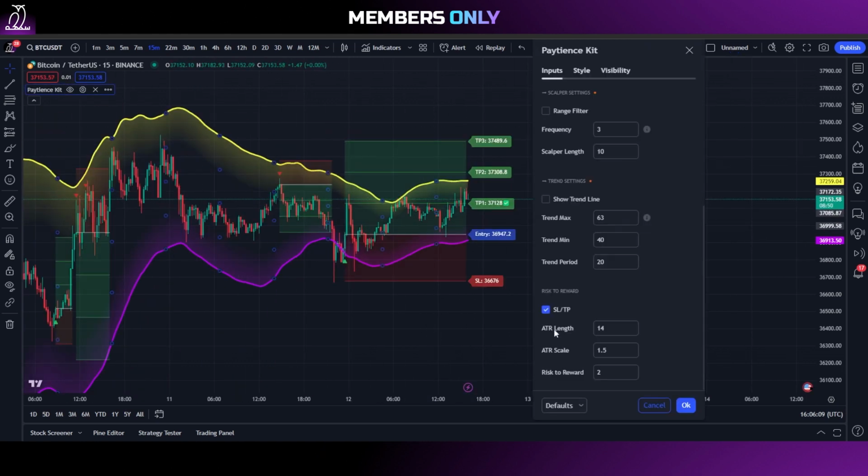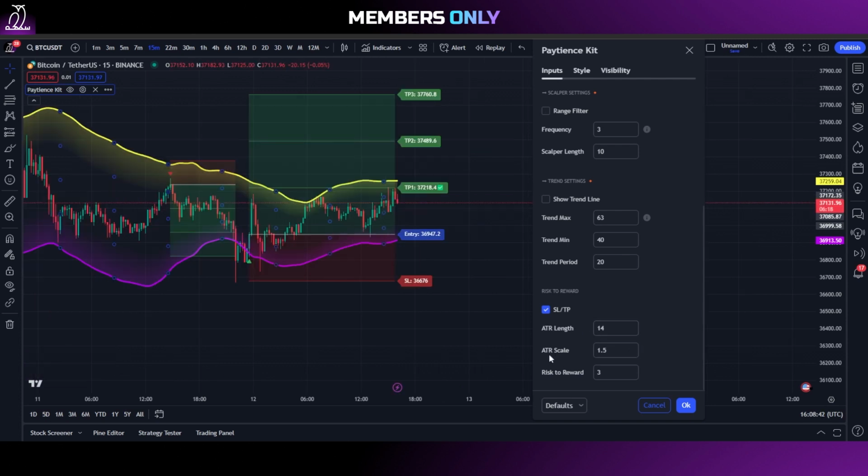We have the ATR length, which is the average true range. Essentially, this measures volatility based on this period right here. We have it on 14 right now. So next we have our ATR scale and our risk to reward right here. These are the two settings we're going to play around with to set our risk management. So right now it's on 1.5 to 3 or 3 to 1.5.